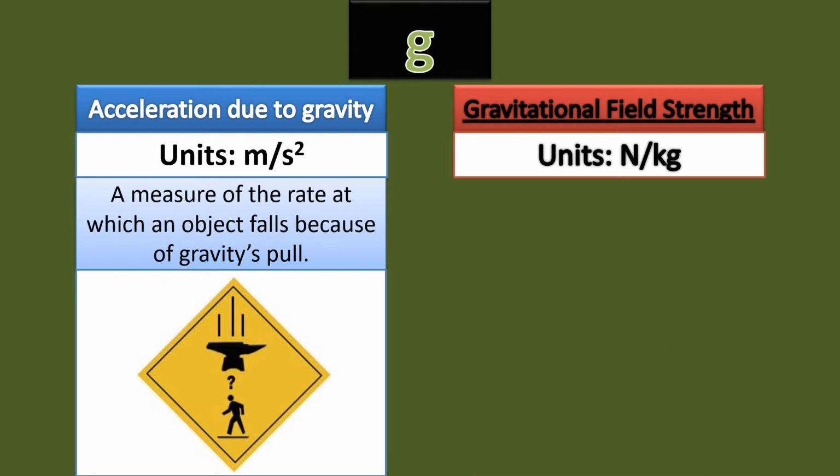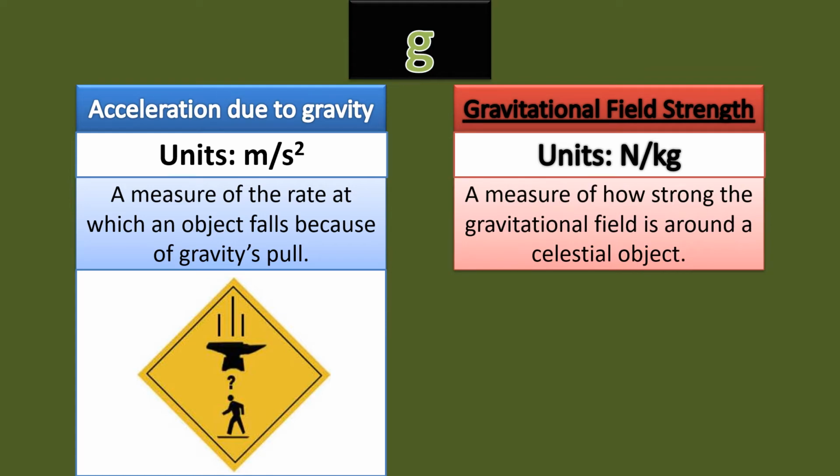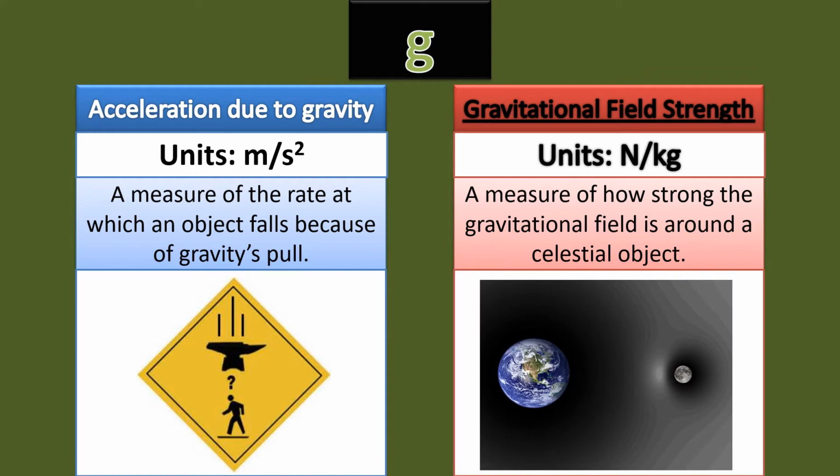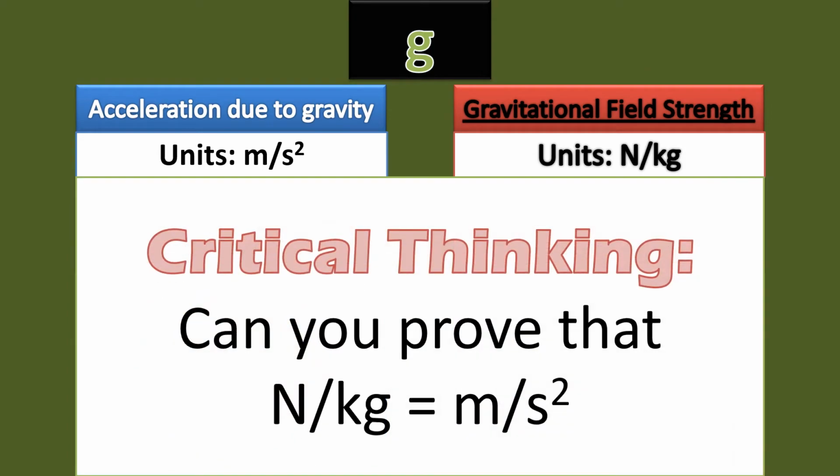So that explanation kind of boils down to this. It's a measure of how strong the gravitational field is around a celestial object. Now, we're saying that it's the same thing. Little g, you could say 9.8 meters per second squared, or you could say 9.8 newtons per kilogram. Those two units look very different. Can you prove that a newton per kilogram is equivalent to a meter per second squared, and how would you do so? We're going to answer that question a little bit later in this presentation.